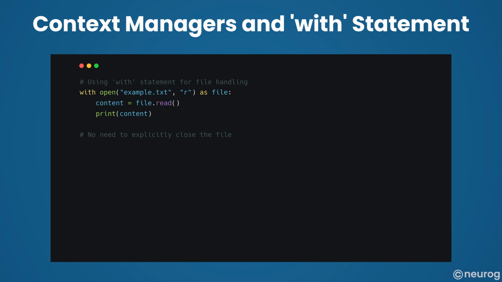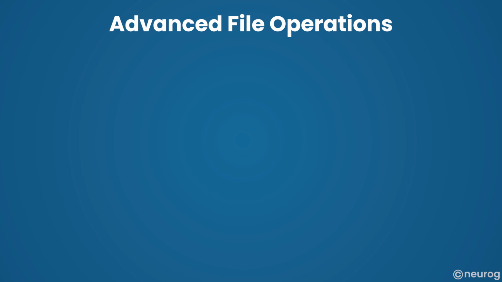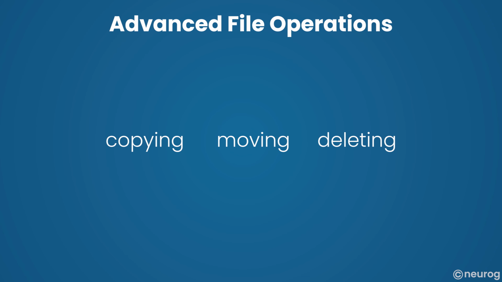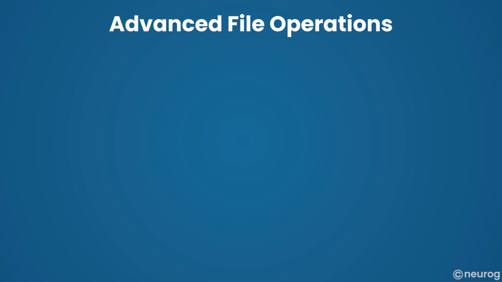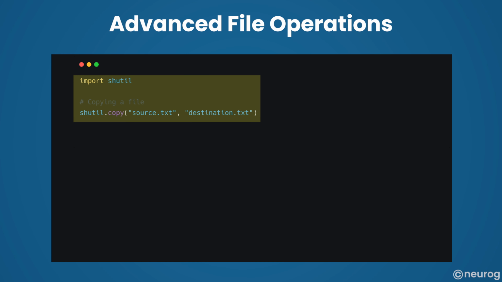Moving on, let's explore advanced file operations. Python offers advanced file operations, such as copying, moving, and deleting files. These operations are handy when working with large sets of files. Here's an example of copying a file. In this case, we use the shutil module to copy a file. Python provides similar modules for other advanced file operations.